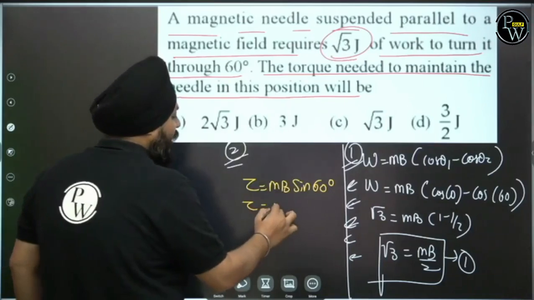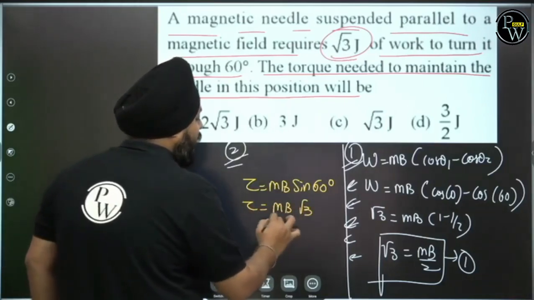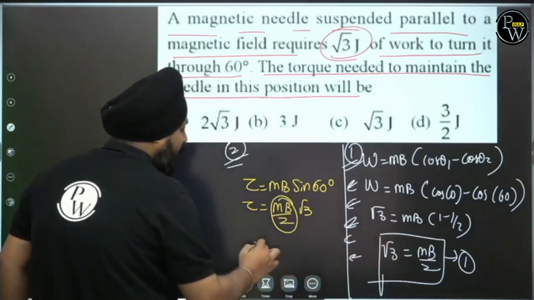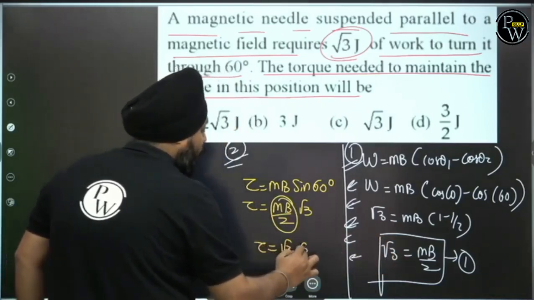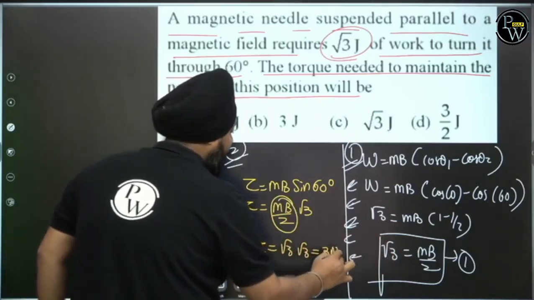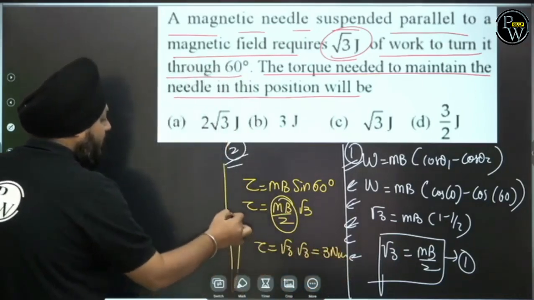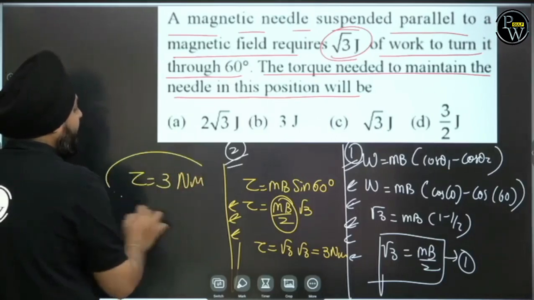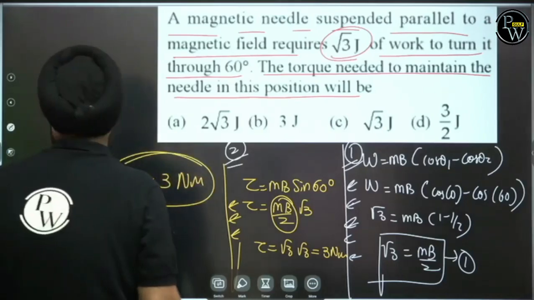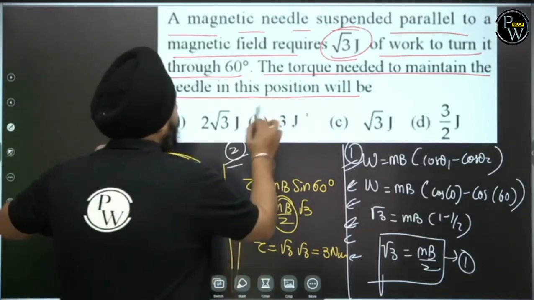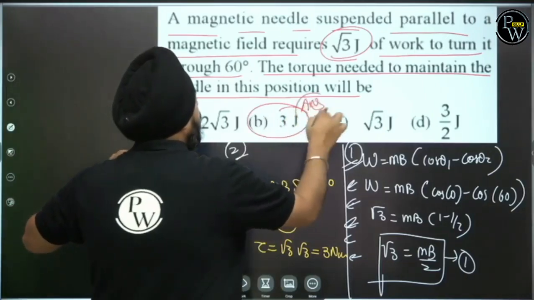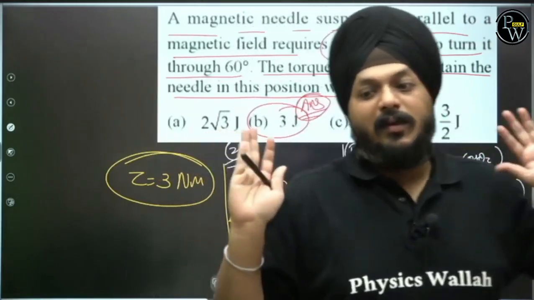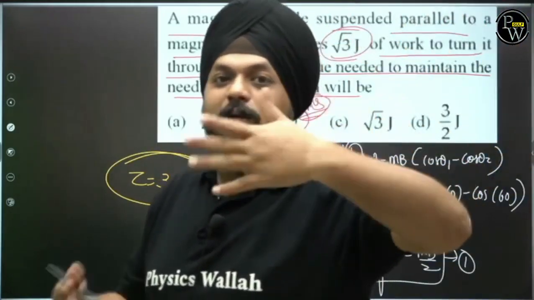So tau is equal to MB sin 60, which is √3 by 2. Can I replace MB by 2 as √3? So torque is √3 into √3, which is equal to 3 Newton meter. So torque required is 3 Newton meter. Joule is also the perfect answer for this specific question. It's very simple. Okay, now hope you will understand.